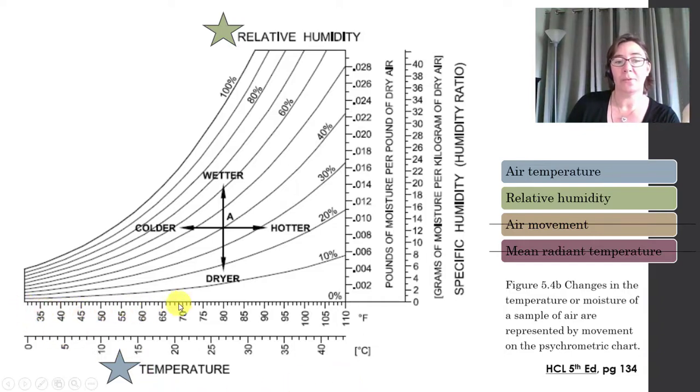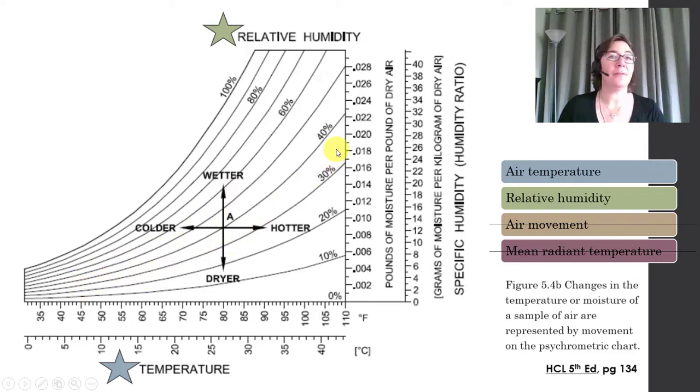So on the bottom of your screen right here is the temperature scale, and it runs from colder on this side to hotter on this side. All right, colder to the left, hotter to the right. On the right-hand side of the graph is your absolute humidity. But remember that absolute humidity varies by temperature. So what we're more interested in when we're talking about human comfort is relative humidity. So relative humidity is shown on the graph with these curves right here.